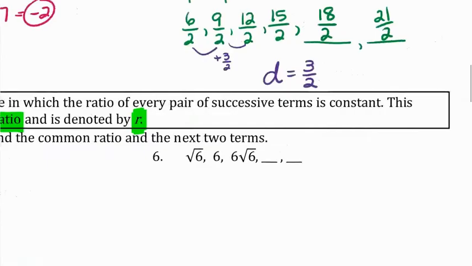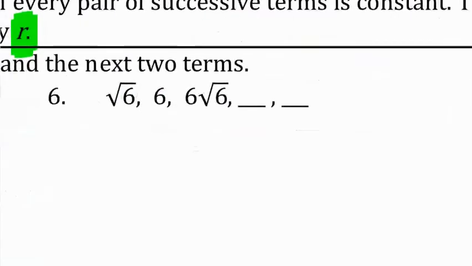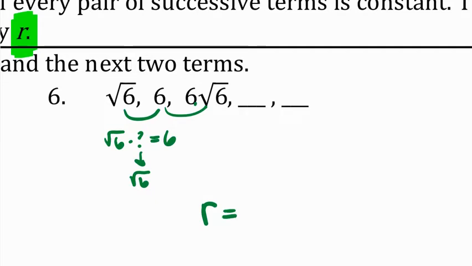All right, the next one, we've got some radicals thrown in on this one. Right, so again, you're trying to figure out what are you multiplying this by to get that next term. So if I have radical 6, I would think about radical 6 times what would give me just a regular 6. Well, that'd have to be another radical 6, right? And then to get from this term to our next term, 6 times a radical 6 would give us a 6 radical 6. So our common ratio here would be radical 6.